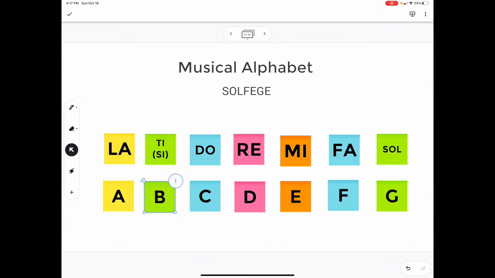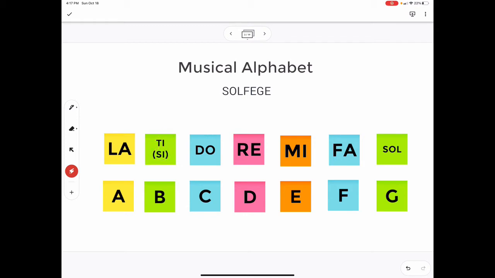Now, in the States, if you're speaking in English, you would say ti. Do, re, mi, fa, sol, la, ti, do. And the reason being, if we say C, it would be confusing when we talk about the letter C. So in English, we say ti. But when working in Spanish, you're going to say si. Do, re, mi, fa, sol, la, si, do. So just keep that in mind. Ti will be for English and si will be for Spanish.